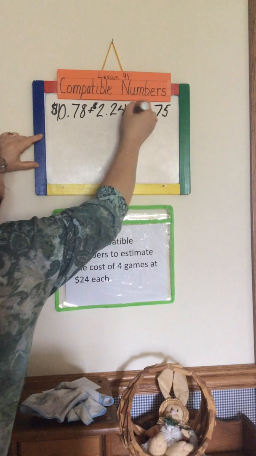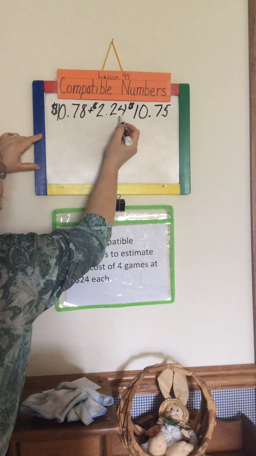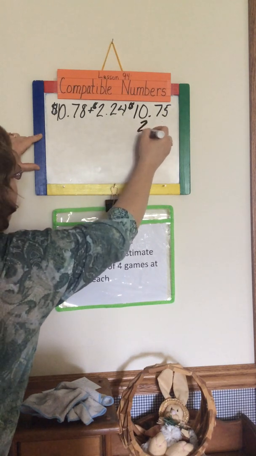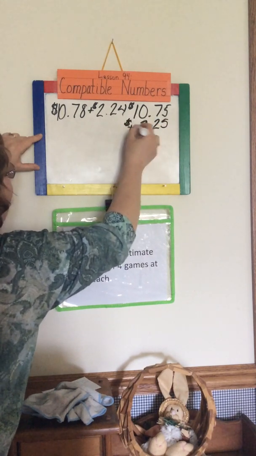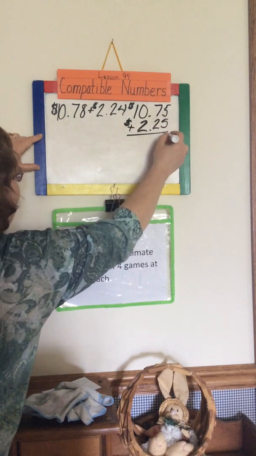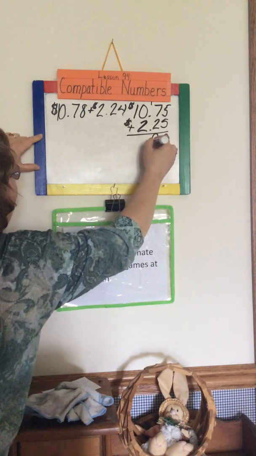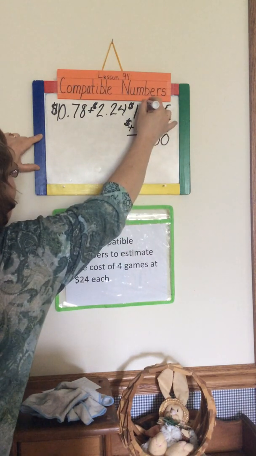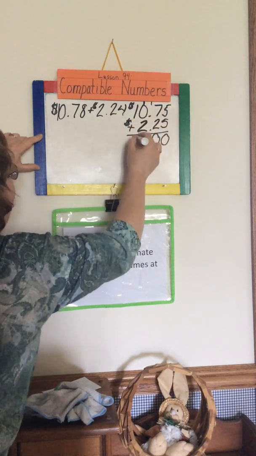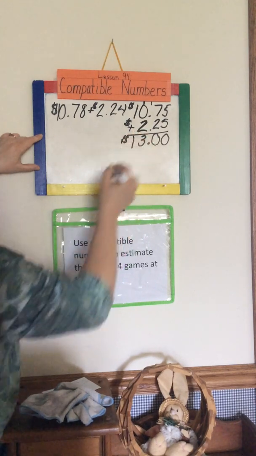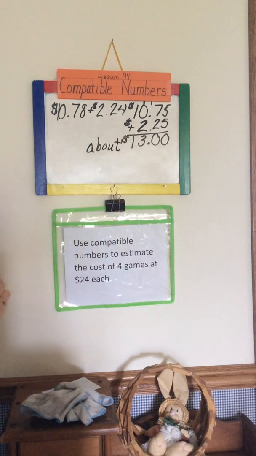So we would do $10.75 plus, and now we have 2.24, and of course 24, the closest quarter would be 25. So 2.25, and we add, and 5 plus 5 is 10. 7 plus 2 is 9, plus 1 is 10. Decimal point, and then 1 there. And 2 plus 1 is 3, and 1 plus nothing is 1. Dollar sign for about $13.